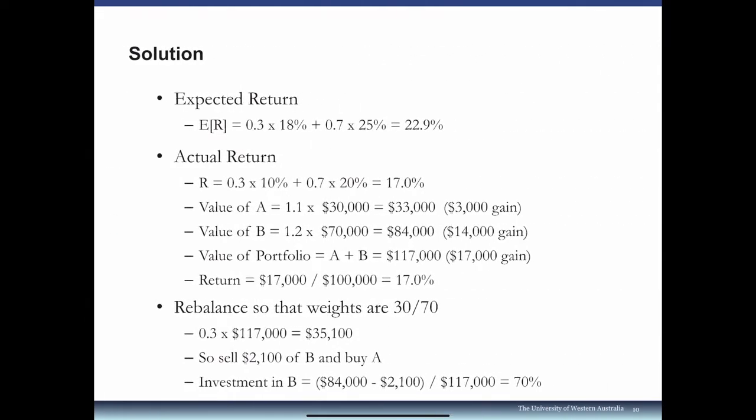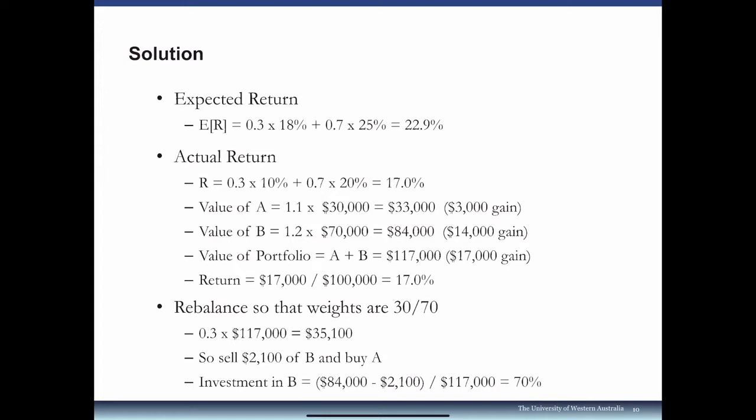So in this case, given that the weight should be 30-70, 0.3 times 117,000 gives you 35,100, which means if you want to rebalance, the value of A should be 35,100. But do you have that much? No, you don't, because the value of A in your current portfolio is only 33,000. So you need to allocate an extra $2,100 to A. But where are you going to get that $2,100? Well, you have to get it from B. So you will sell $2,100 of B and then use that money to buy A.